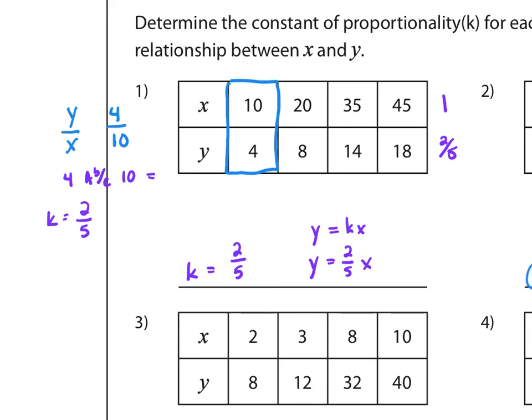So for the purpose of this exercise, I'd like you to find the k value for every table. Some will be fractions, some will be whole numbers, and I'd like you to also write the equation. So would you please try the next 6 tables, and I've also included the key because I know this is brand new. I want you to be able to double check your work.